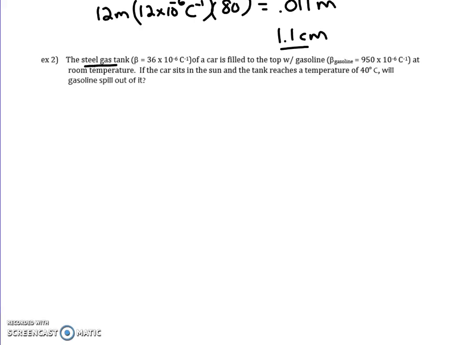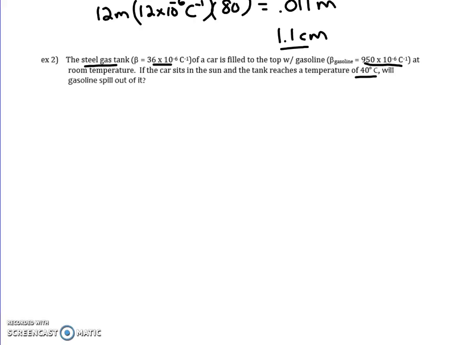So we have a steel gas tank, and because it's steel, it has a certain coefficient of volumetric expansion. And it's filled to the top with gasoline, and gasoline also has a coefficient of volumetric expansion. And we want to know, let's say the car sits in the sun, and the car and the tank and the gasoline all warm up together, and they eventually reach a very, very hot temperature of 40 degrees Celsius. The question is, will the gasoline spill out of the tank?